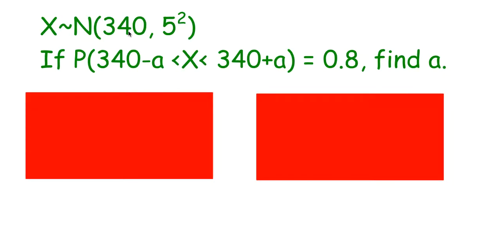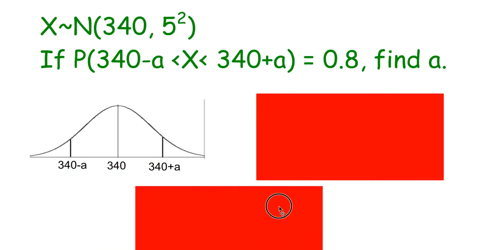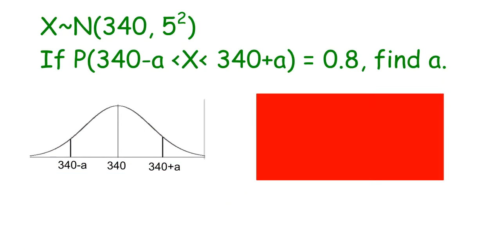I know the mean is 340, so I know that that's where the peak of the normal distribution will be, and then I know that this probability of 0.8 is an area between these two values. So if I show that over here, we can see what we've got. We've got the mean and then the two values, and we know that between those two values I'm going to have a probability or an area of 0.8.